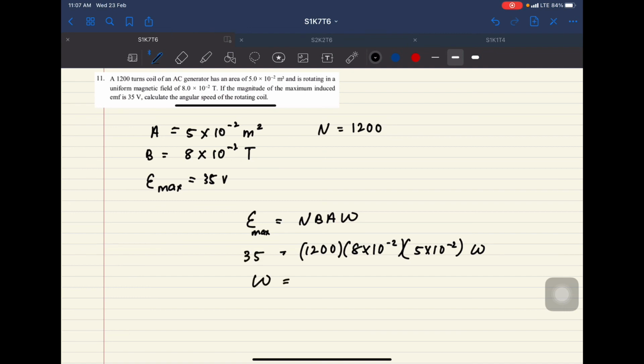So omega is equals to 7.29. Unit would be radian per second. Okay.